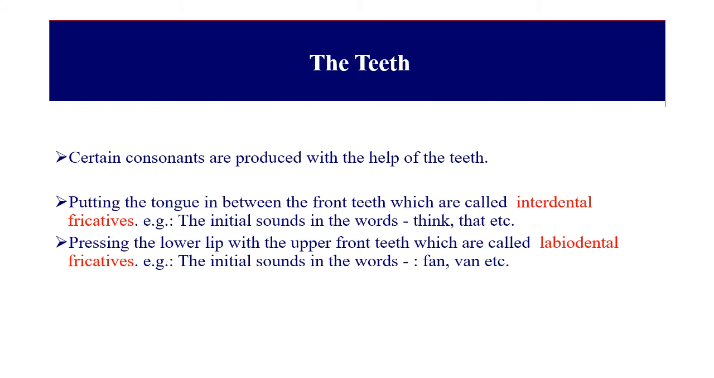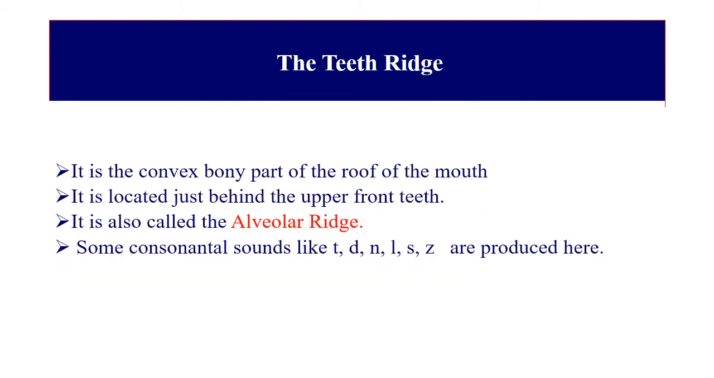After teeth, there comes the teeth ridge. So first let's know what it is. The teeth ridge is the convex bony part of the roof of the mouth which lies immediately behind the upper front teeth. Students, it is also called the alveolar ridge or the alveolum, and this hard raised structure can be felt with the tip of the tongue.